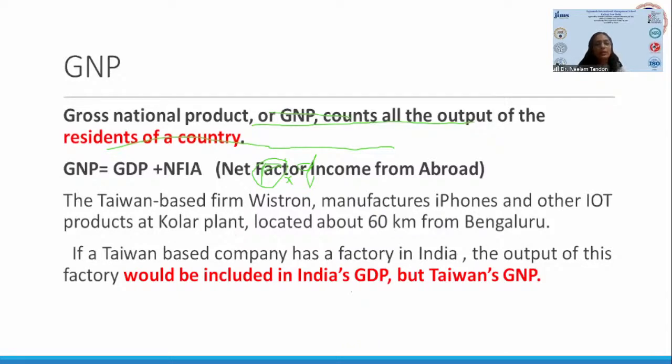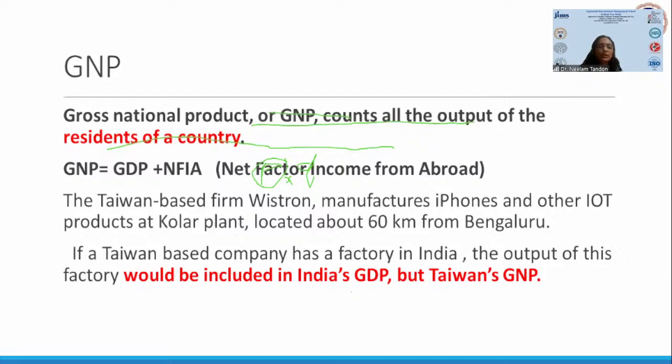But here you can understand gross national product. What is gross national product? I've already shared. In GDP, you add what? Net factor income from abroad. What is net factor income from abroad? Factor income we receive from abroad, and factor income we pay abroad.